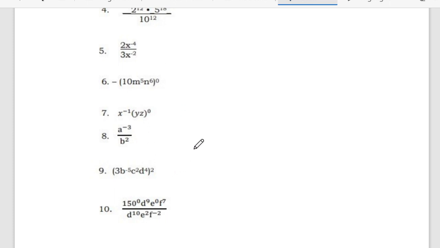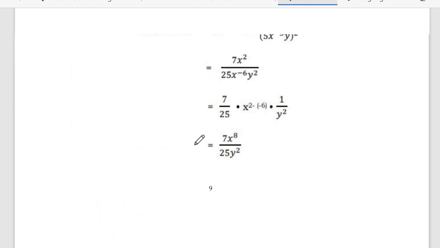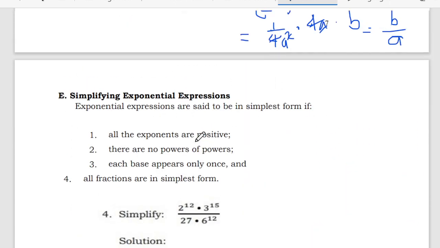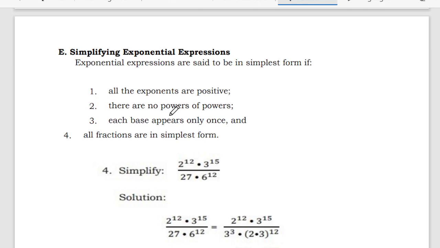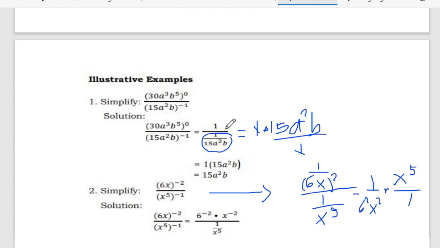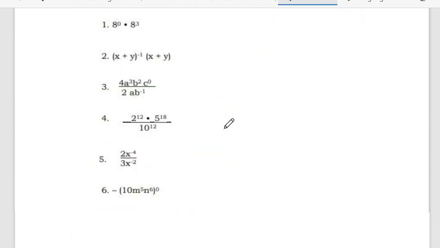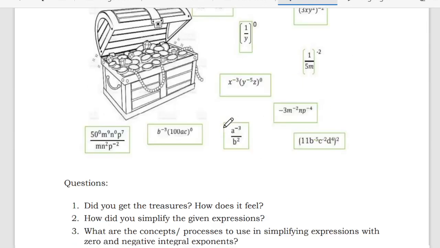So, to simplify, what is the rule? Our rule here is: exponential expressions are said to be in simplest form if all the exponents are positive. So, all those negative exponents dapat magiging positive. And there are no powers of powers. Or each base appears only once. Okay. So, only once. Okay, next.